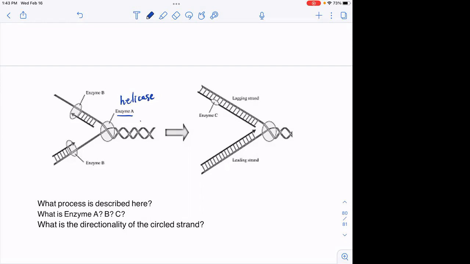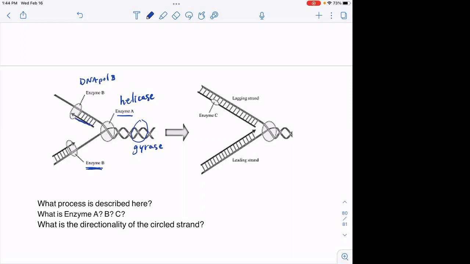If it was up further here, what's the enzyme that works upstream of the replication fork that relaxes the supercoils? Right, that's gyrase. Good. And then enzyme B, that's the main enzyme that's doing the replicating. That's DNA polymerase 3. This is the leading strand on the bottom, and up here, actually this time this is the lagging strand.